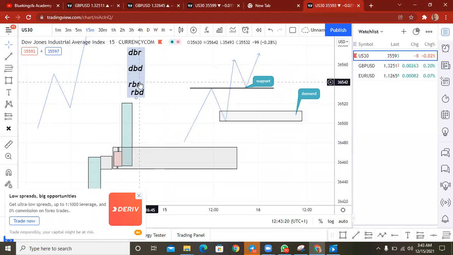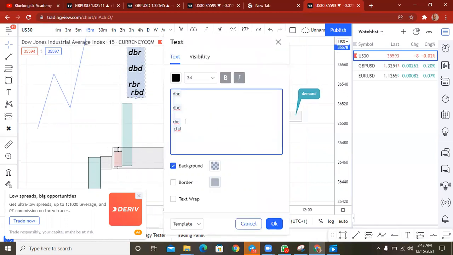So this is a demand, the type of demand zone. Drop base drop is a type of supply zone. And drop base rally is a type of demand zone. Rally base drop is a type of supply zone.